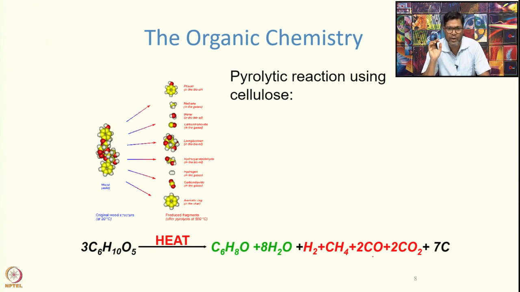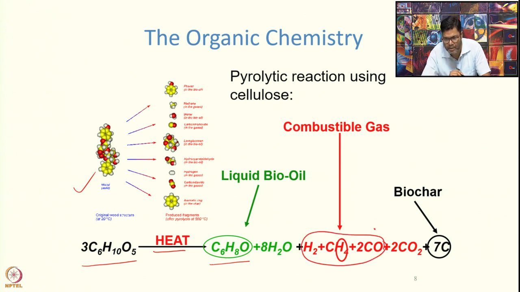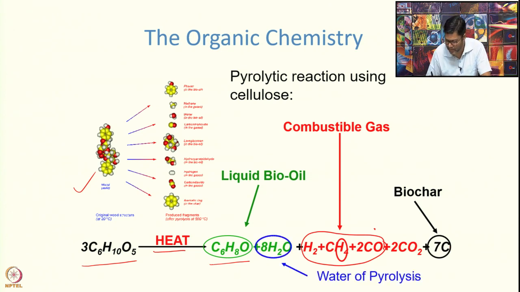Now when we look into the organic chemistry of this, one example is simple glucose. When you supply heat, the glucose molecule breaks down into liquid bio oil, a C6 compound which remains liquid once you bring it down to room temperature, and then methane, hydrogen and carbon monoxide, which are combustible gases, plus biochar, carbon, as a residue. You also get the water of pyrolysis, which comes in solution with the bio oil. You have to separate it. That is one of the challenges and one of the process steps if you want to use the liquid bio oil. What the use of liquid bio oil is, we will see in the next slide.